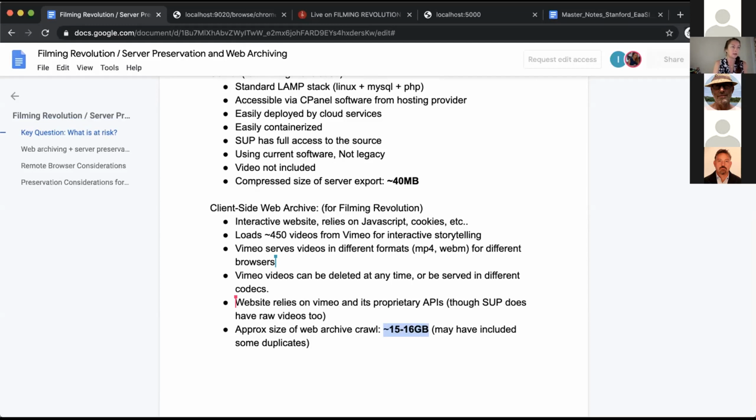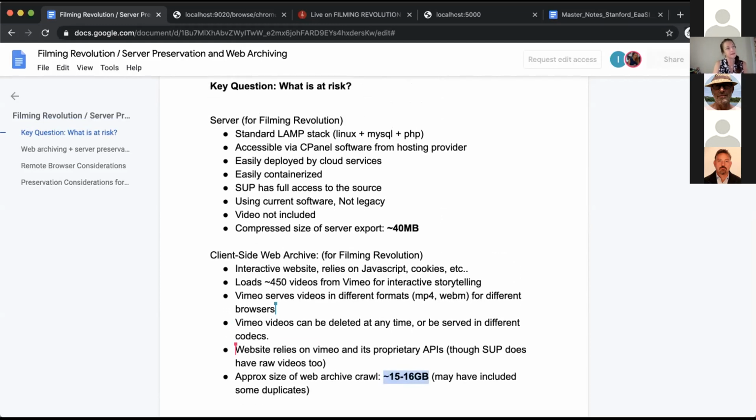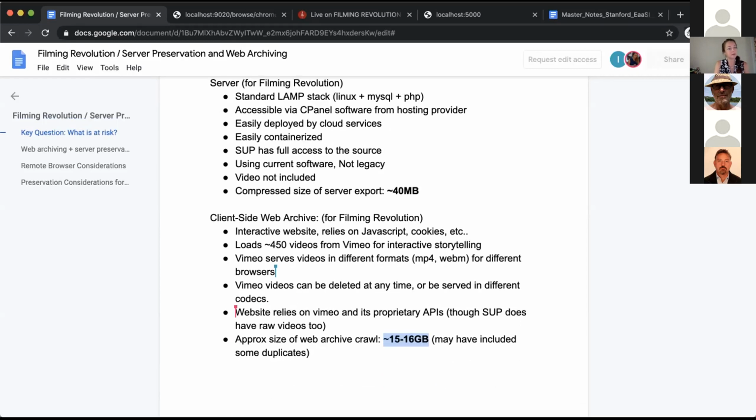And yeah, so essentially, I would even say that preserving the server component here is the easy part. The hard part of the site, and what makes it valuable, is what the user actually sees in the browser, which unfortunately can only be captured with the web archive because we don't have access to Vimeo servers. We can't get that data from Vimeo. So it's possible to overlay the 15, 16 gigabyte web archive with the preserved server component.